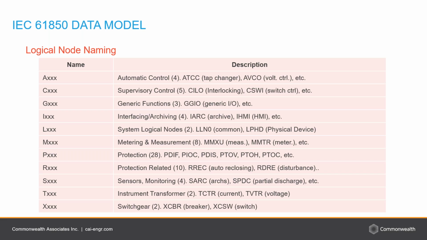Similarly, if the data elements contain protection related information, then the logical node for that will start with the letter P. And if you're modeling a circuit breaker, which is a type of switchgear, then the logical node for that circuit breaker, which will handle the information for that circuit breaker, will start with the letter X, which is XCBR in this case. You can see from the last column in this table. So yeah, next slide, please.